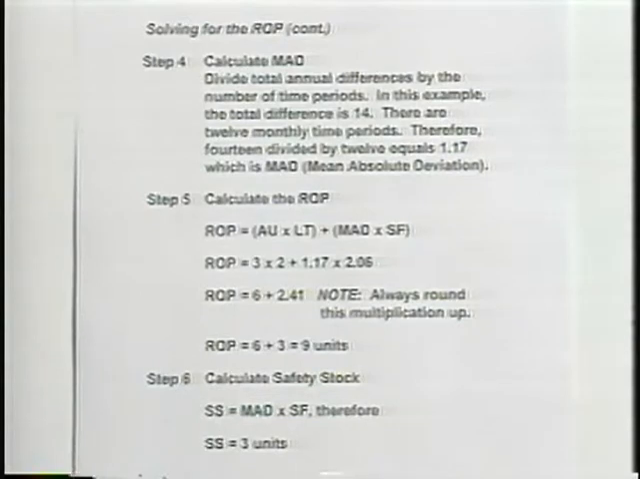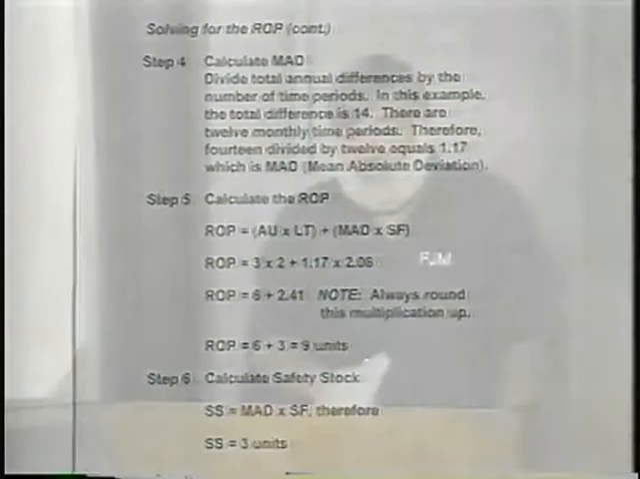Now I have a note here for you. Anytime the MAD times the safety factor is in a decimal equivalent, you always round it up. So in this case, we do the rounding, and therefore the reorder point is equal to 6 plus 3, or 9, and that is the order point. Now the safety stock, if you remember, is the mean absolute deviation times the safety factor. So in this case, the safety stock is equal to 3 units, which is in step number 6.